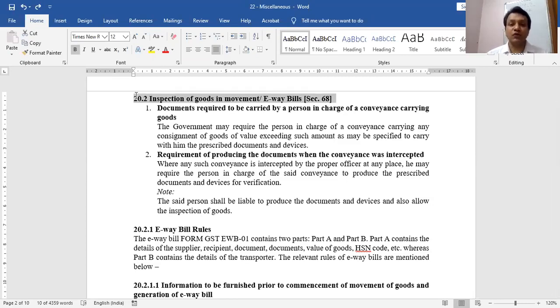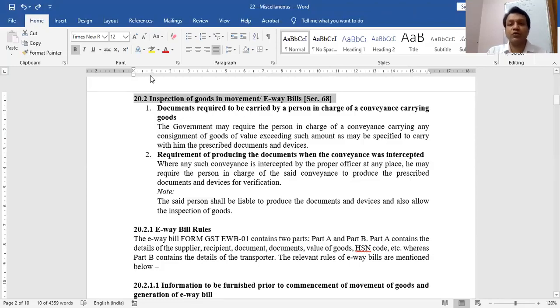Before starting discussion on e-way bills, you must always know the original sections, because in courts or at a higher level, books will not help. The original act and court cases help. This is the legal language. So you must have the habit of always checking the original source first for everything. So let me discuss this original section 68 of the CGST Act.